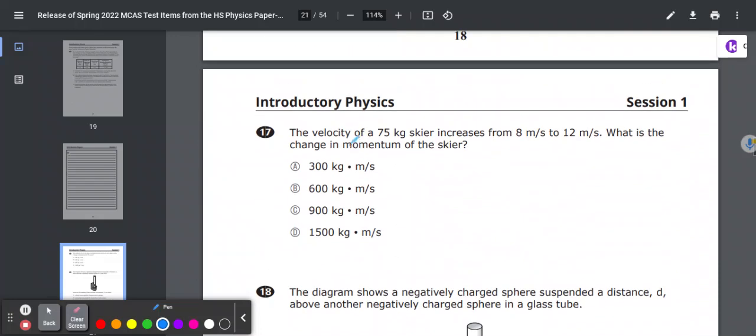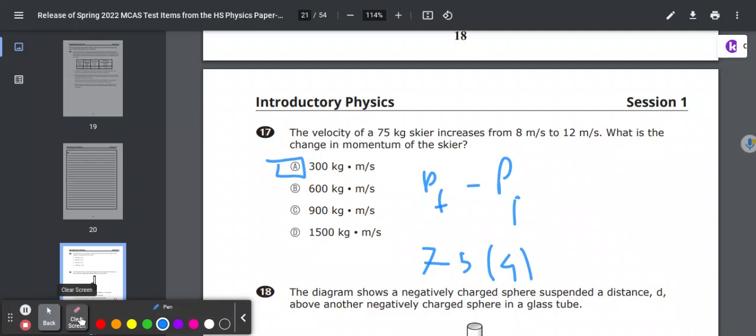Okay, this question: the velocity of a 75 kilogram skier increases from 8 to 12. What is the change in momentum? Change in momentum is the final momentum, so P final minus initial momentum. And you have to know that momentum is the product of velocity and mass. So it's basically 75 times 12 minus 8, which is 4. So 4 times 75 is just 300 kilogram meters per second. And so we can move on.